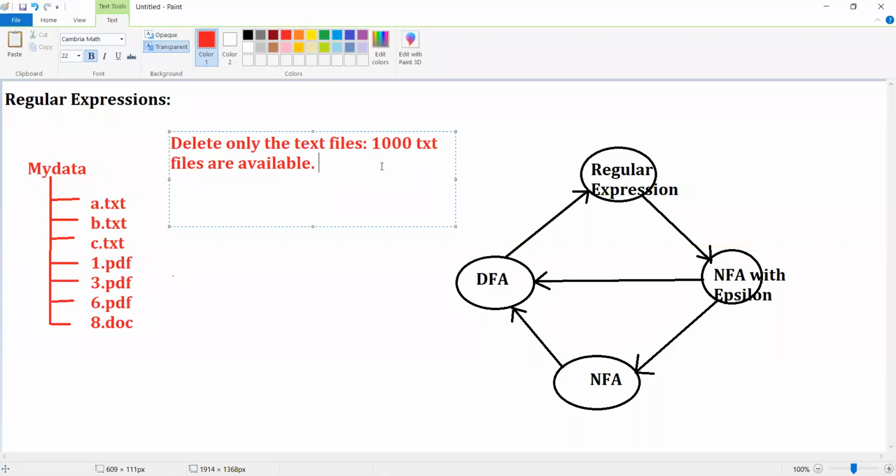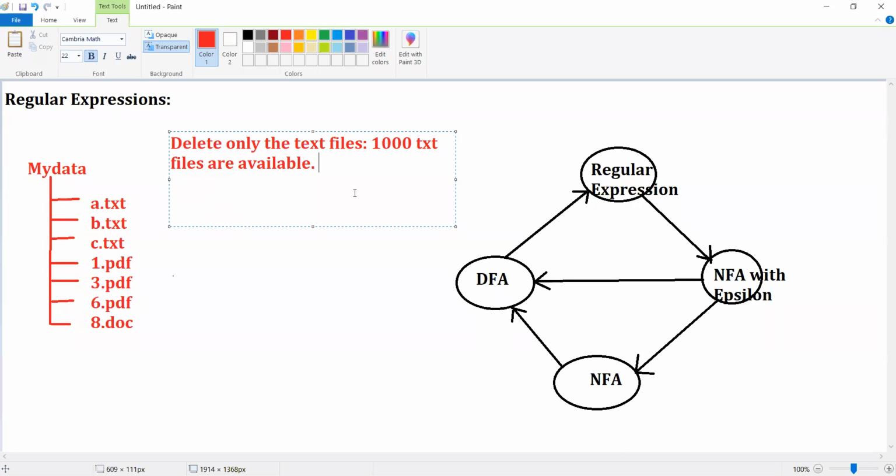Or otherwise, what you can do is search for something like a.txt. If you find a.txt, remove it, b.txt, remove it, c.txt, remove it. In the second way, what is going to happen? You need to find the file and then you need to remove the file. This is the second approach. In this approach also, it is going to take a lot of time to remove.